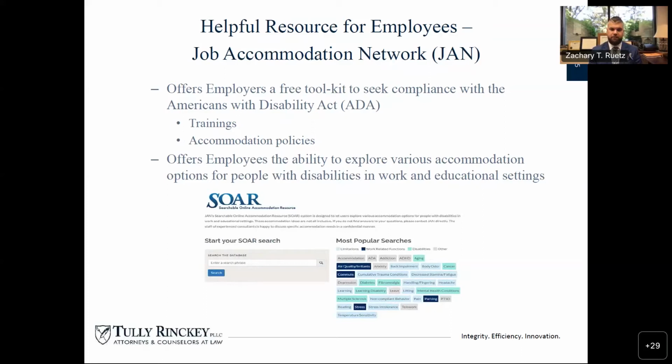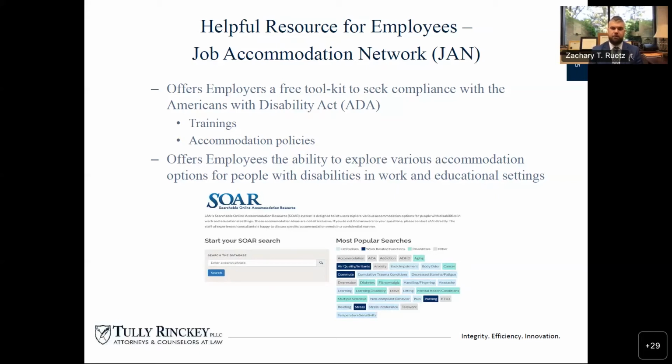And then we've also just provided a little screenshot here of SOAR, which is the Searchable Online Accommodation Resource. And this is within JAN. It's on the JAN website. And the website, by the way, is askjan.org. With SOAR, you can type in your particular impairment, work-related function, disability, whatever it may be, a keyword, and then it will spit out a list of accommodations that might be available to you or might be considered reasonable under the circumstances. So you can see there's a list of popular searches, includes diabetes, fibromyalgia, learning disabilities, those types of things.